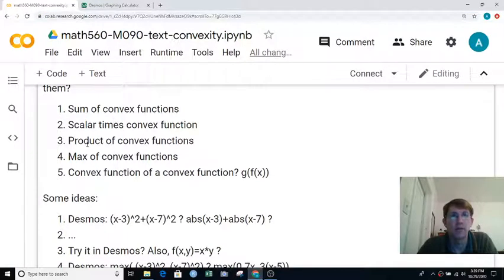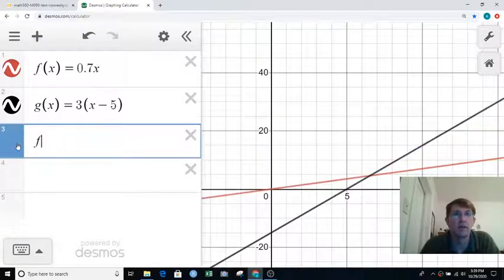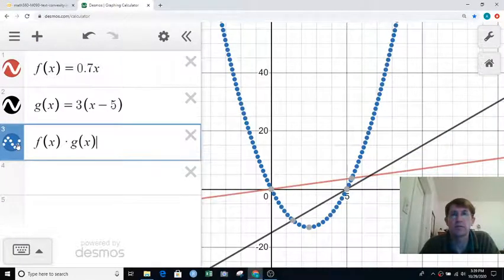Let's see, what haven't we tried? Oh, we didn't try product of convex functions. We can certainly try that. What if we just do f of x times g of x? Yeah, it certainly looks concave up to me.